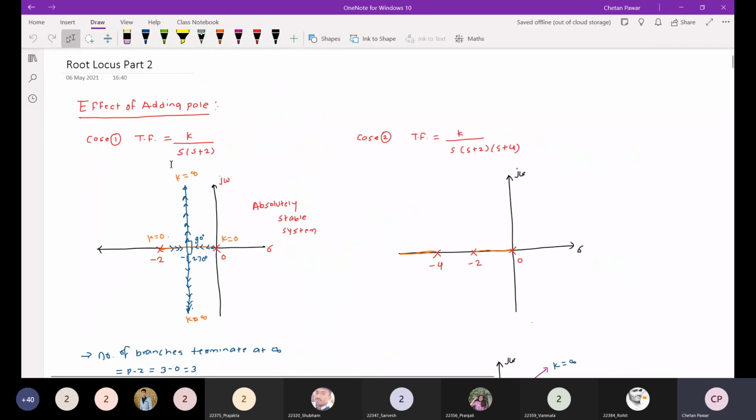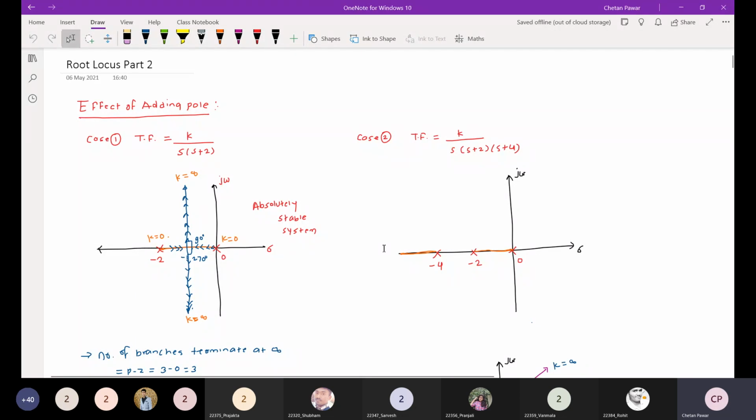Now we have seen this case one transfer function. In this topic, we will learn what is the effect of adding a pole to a transfer function. We have seen this particular transfer function, K upon s into s plus 2, and this is the root locus of that. What we have done is we just added one pole at -4 in this transfer function, and let us see what the effect of adding that pole is.